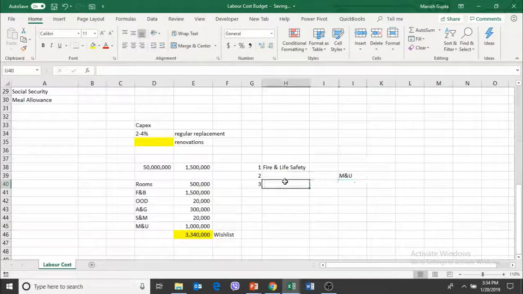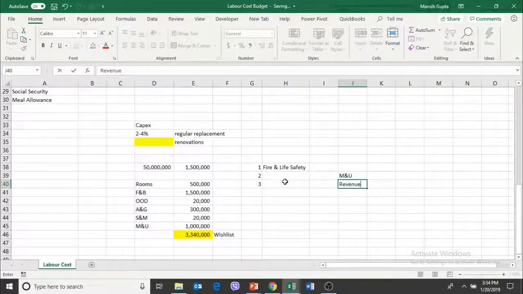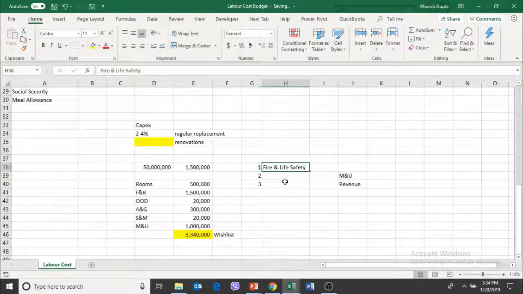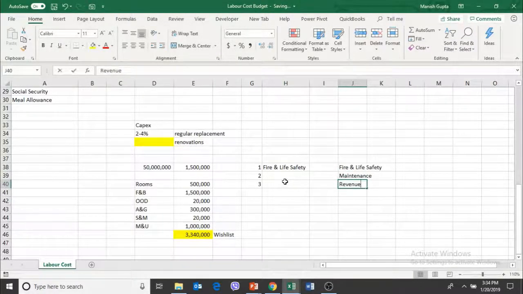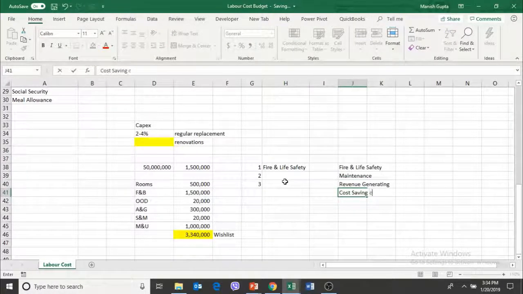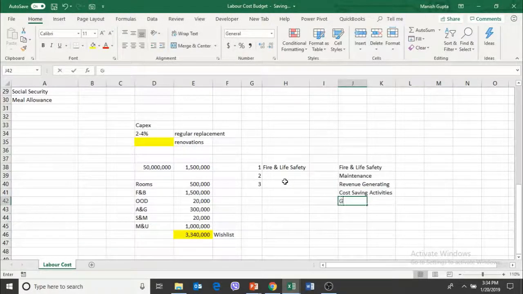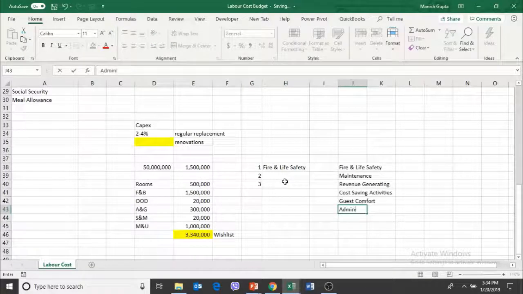Okay. What about the revenue generating items? You can categorize the capital expenditure into separate categories like fire and life safety, regular maintenance, revenue generating activities, cost saving activities, guest comfort, and then other administrative things. Anything else you can think of?